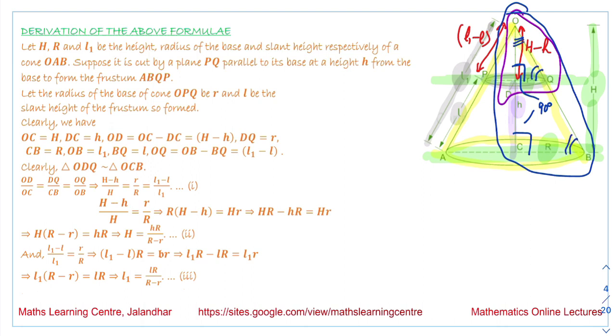And this angle at O, this is the common angle. So what we get is that both these triangles are similar to each other. So we are talking about two triangles: one is the triangle ODQ and the second is the triangle OCB.